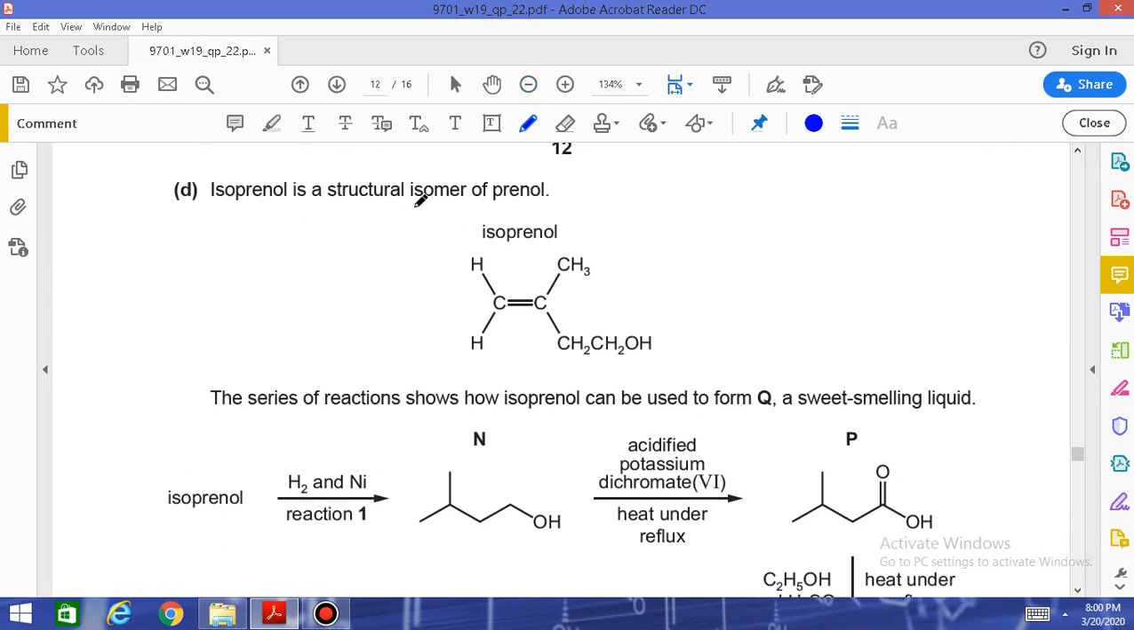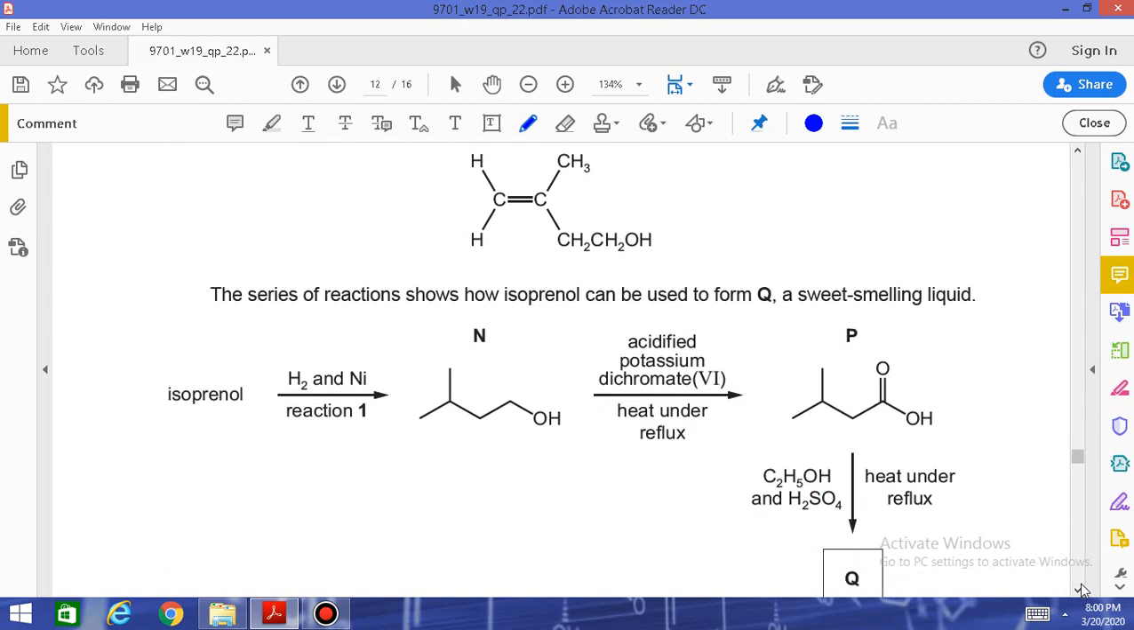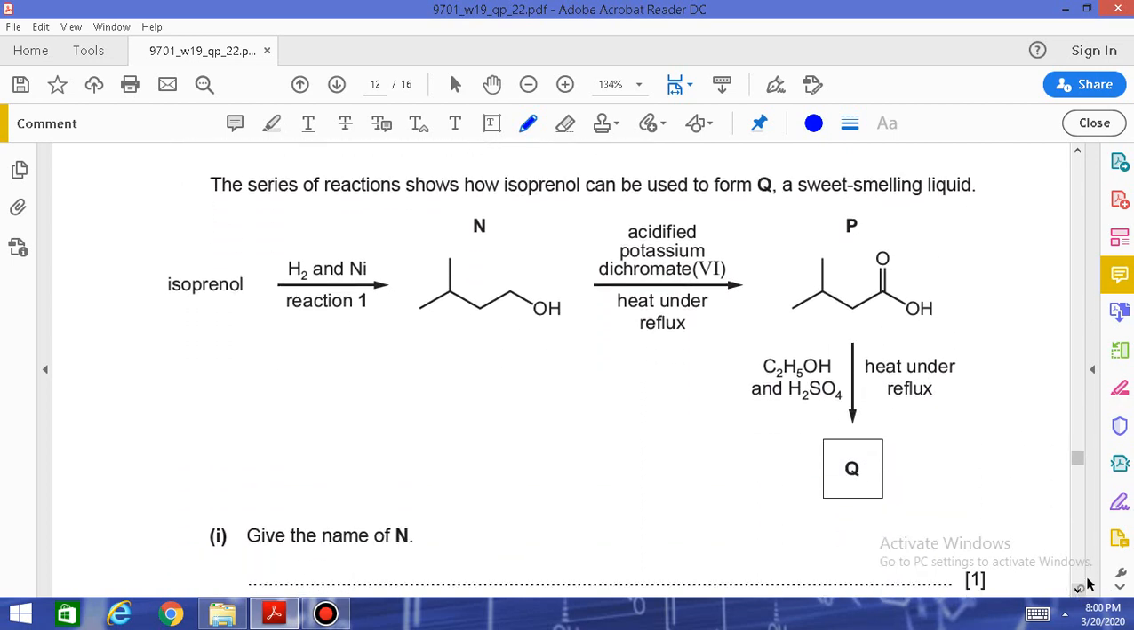Next, isoprenol is a structural isomer of prenol. The series of reactions show how isoprenol can be used to form Q, a sweet-smelling product. So you have to observe the scheme, the map, first. Give the name of N.